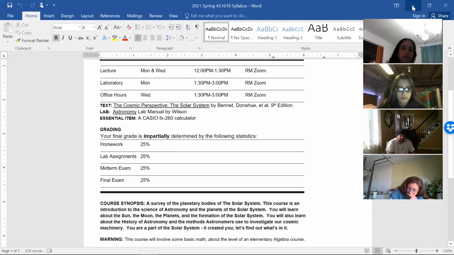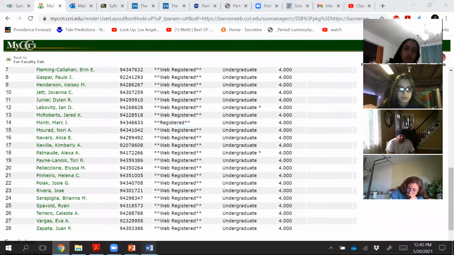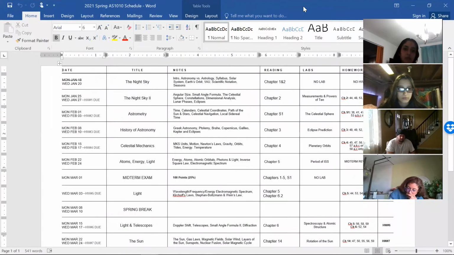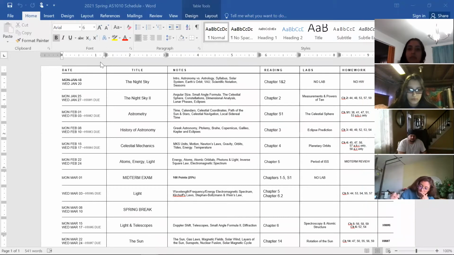Now, the other document that I gave you is really important. It's our schedule. This is really important because it tells you what you're going to be doing each day, and it tells you what assignments are due when. This is a very important document.